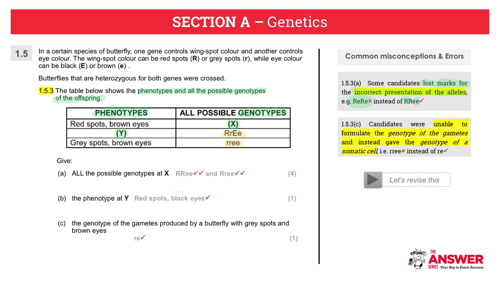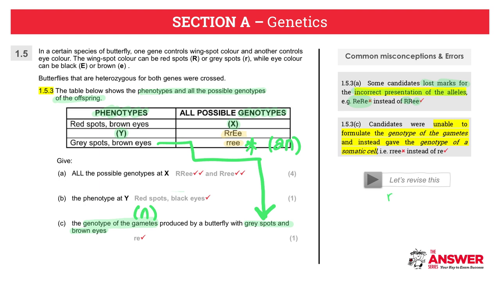And then the last question says the genotype of the gametes produced by a butterfly with gray spots and brown eyes. So you can look at the table, gray spots and brown eyes, the genotype there has been provided. Remember that when there are 4 letters together, meaning 2 different characteristics and their alleles, this is of a somatic cell. The question is asking for the gametes. And during gamete formation, gametogenesis or meiosis, the alleles have to separate. So if there are 4 letters in the somatic cell, then the gamete has to have only 2, 1 of each.